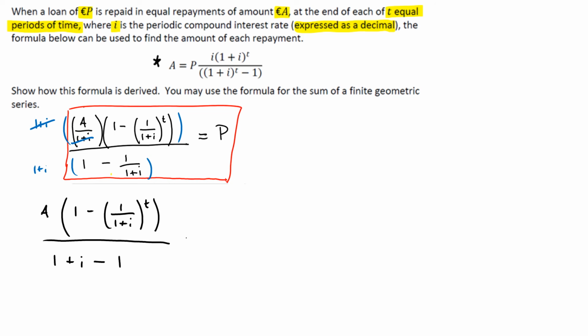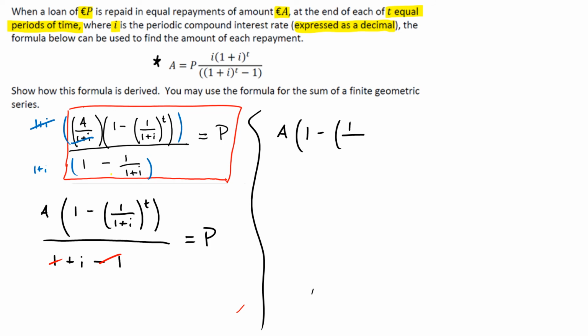And that, remember, all equals P. When we do that, the ones cancel like this, and we get something a little bit easier. So I'm going to just bring this over here for a second. We end up with a bracket 1 minus 1 over 1 plus i to the power of t equals P times i. So I've multiplied both sides by i to get rid of that i in the bottom.